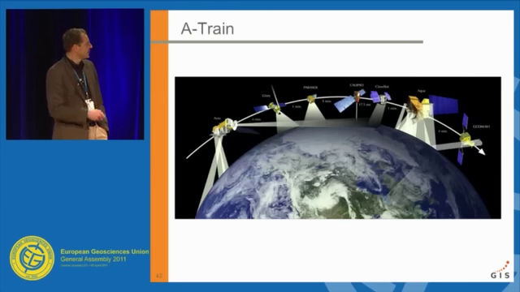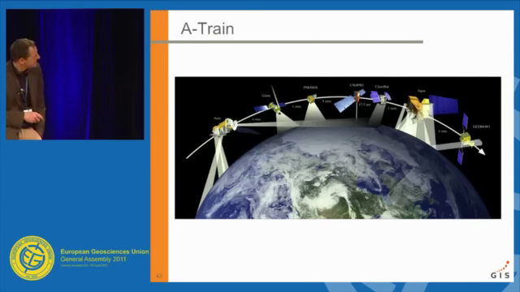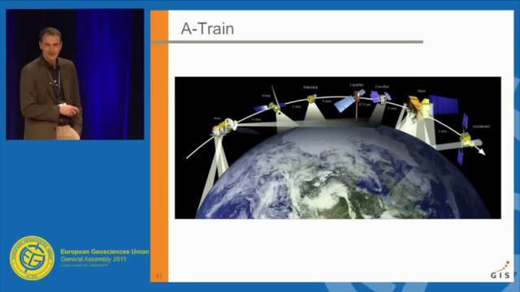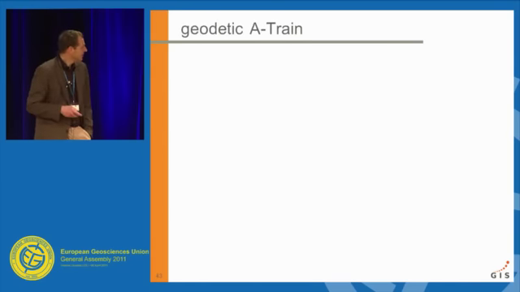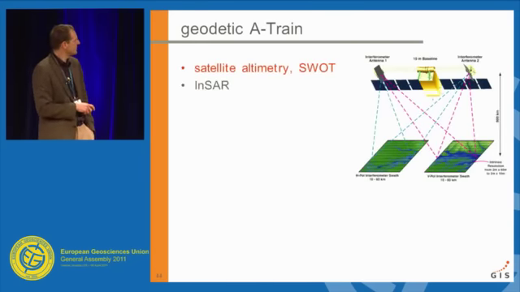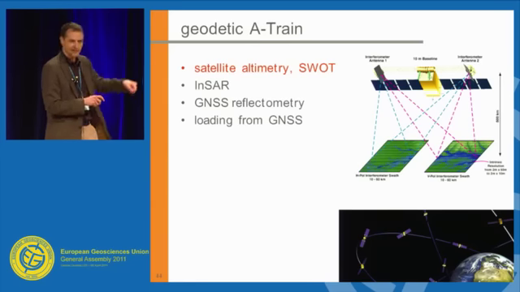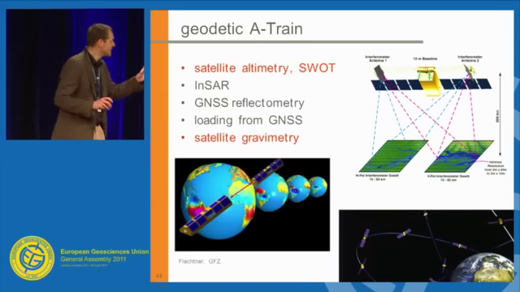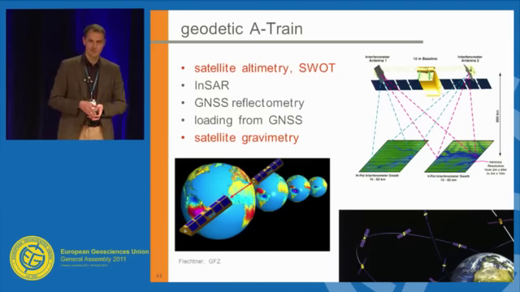So my vision or my hope would be that we have something like this, an A-train, that you hydrologists will know about, but then perhaps for geodesy. So at least swath altimetry, InSAR, I didn't even talk about these things. There are other geodetic things that could be interesting, but certainly satellite gravimetry for the future of geodesy, but also of hydrology. Thank you very much.